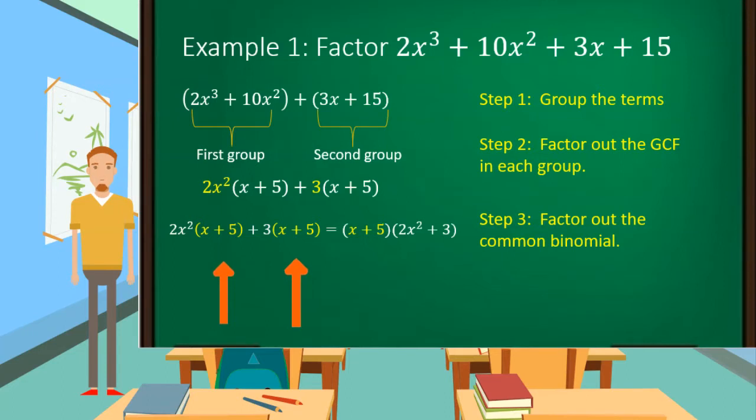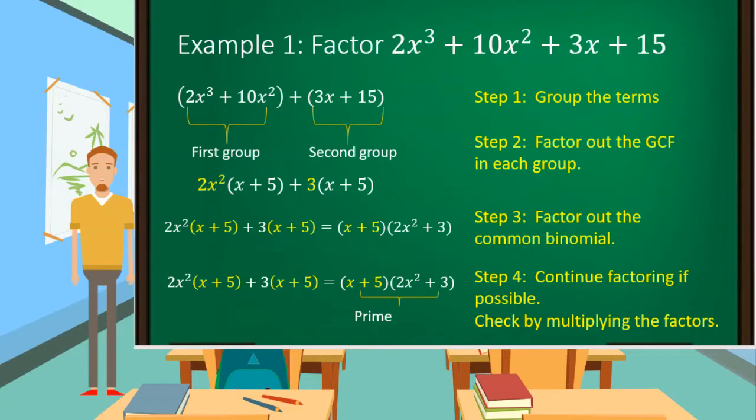We can use the distributive property to factor out this common binomial factor. 2x cubed plus 10x squared plus 3x plus 15 equals x plus 5 times 2x squared plus 3. Since the polynomial is now expressed as a product of two binomials, it is in factored form. Also, the two factors are prime. We can check the answer by multiplying and comparing it to the original polynomial.